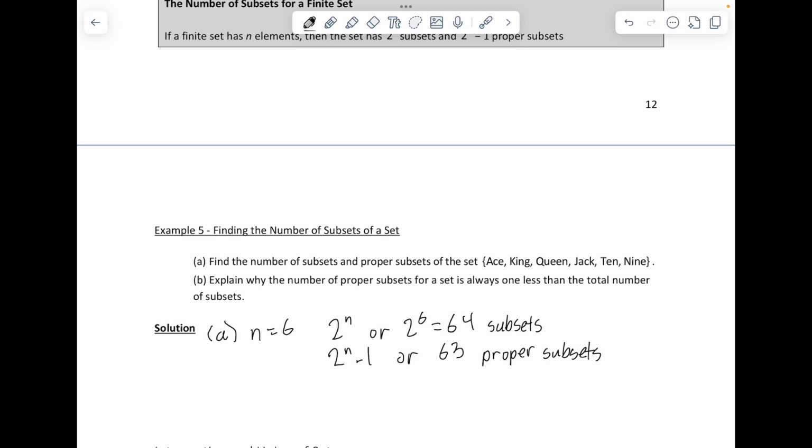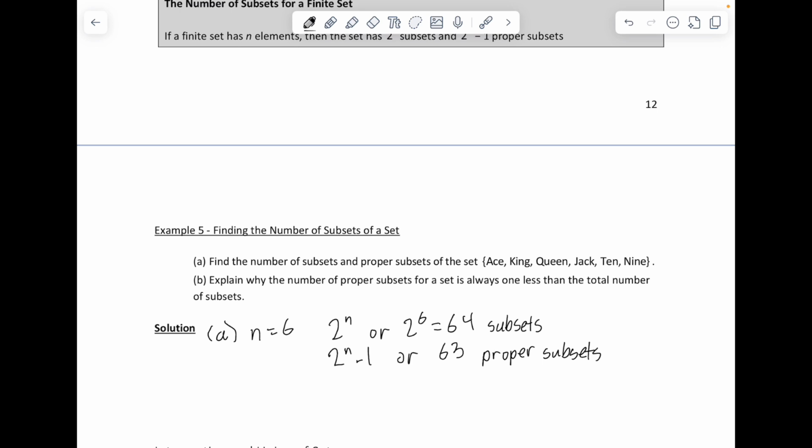So this rule only gives you the number of sets. It does not tell you what those sets are, right? It would be a challenge to list out all 64 of them. But it's fairly simple to figure out the total number of subsets.